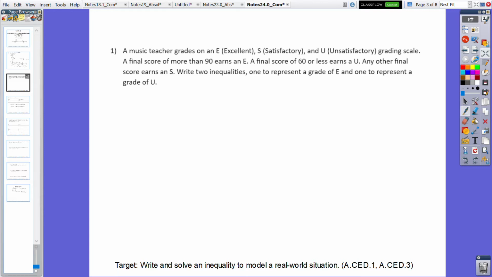Hey, Algebra 1. Today we're going to look at a couple word problems that deal with solving inequalities. Make sure you have a pencil, paper, and a highlighter to look over these problems here.